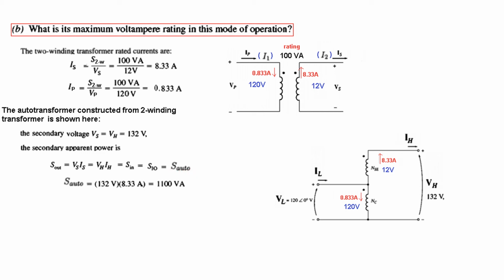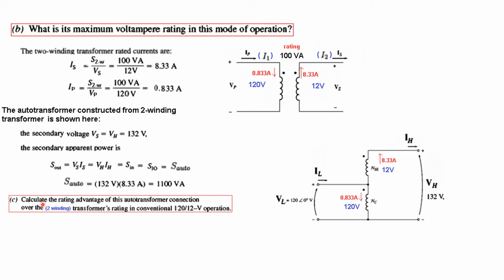So V secondary 132 volts, I secondary 8.33. Multiplying these, we get the autotransformer power to be 1100 volt ampere. Note, in the two-winding it was 100 volt ampere, but in this case it can handle up to 1100 volt ampere. This is the same transformer, just when connected in auto mode, the power handling capacity has increased.